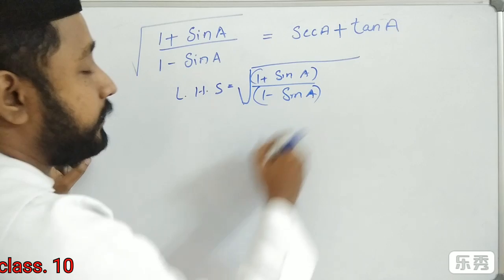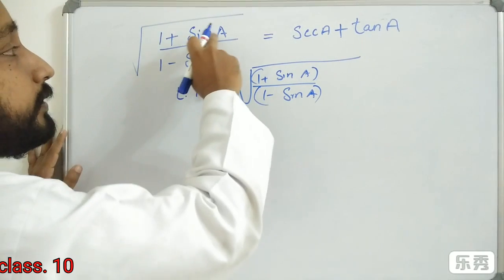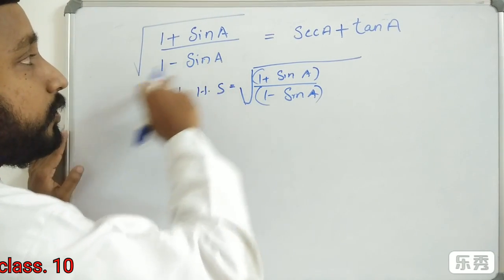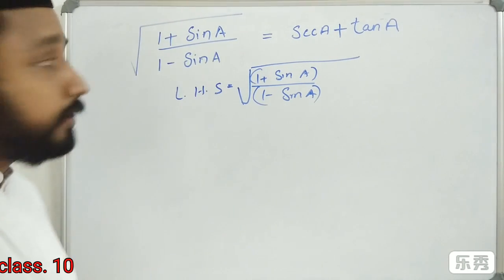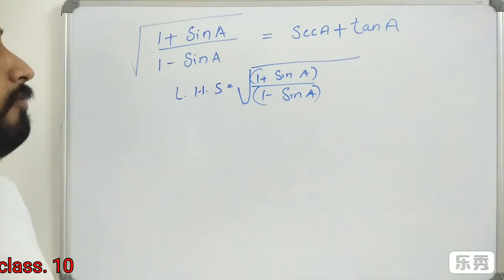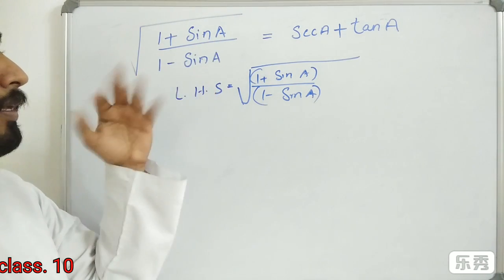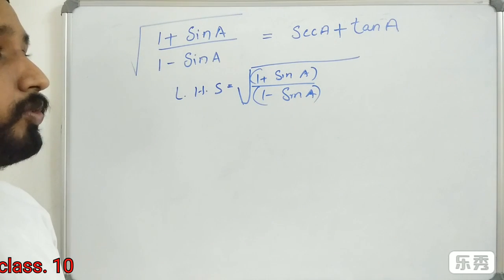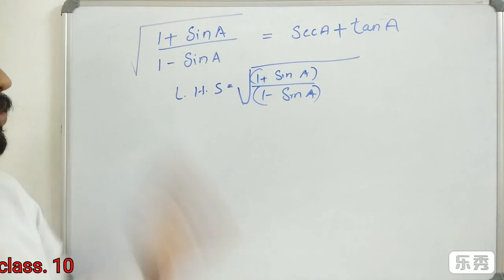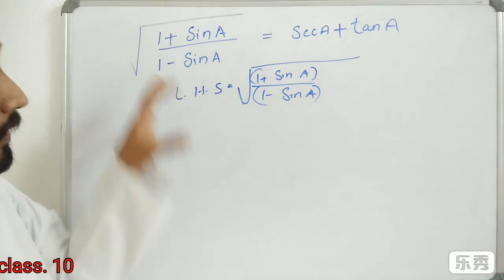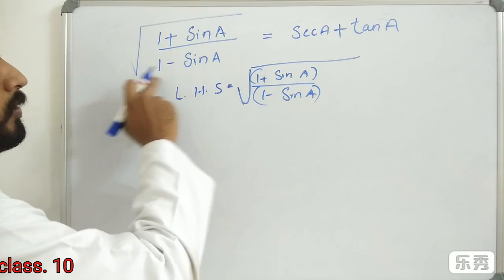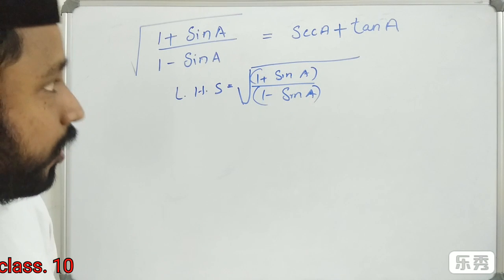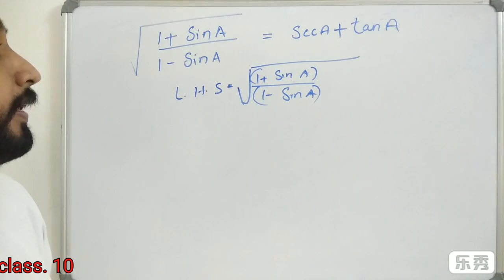Here there is no substitution for sin a in 1 plus sin a and 1 minus sin a. If it is tan a or cosec a, anything, we can change it in terms of sin and cos. But here it is sin a only, so we can't give any substitution for sin a. So for this type of question, we do one thing. Consider the denominator. Here the denominator is 1 minus sin a.